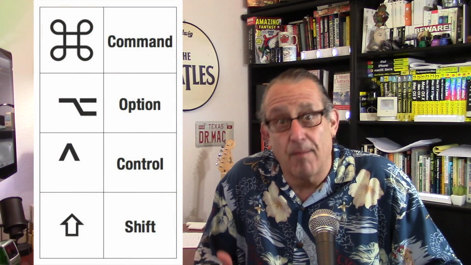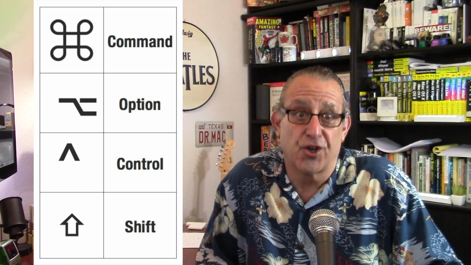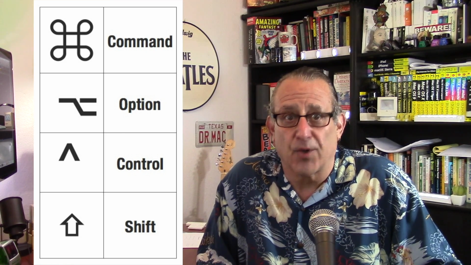Switching Finder views with a keyboard shortcut is handy, but it's merely one of thousands of shortcuts available in the Finder and just about every Mac app you use. They can save you oodles of time every single day. So whenever you find yourself using a menu item more than a few times a day, look for its keyboard shortcut. Now here are the four symbols you might see: Command, Option, Control, and Shift. So look for those. They're the shortcut symbols, they're in menus. Memorize the ones you use the most.